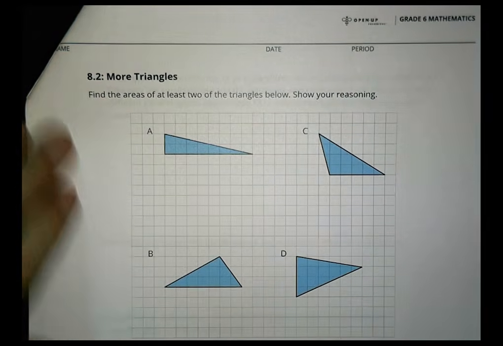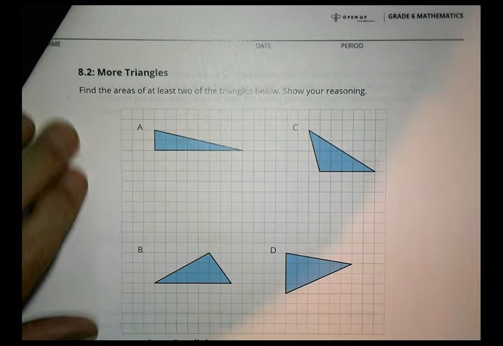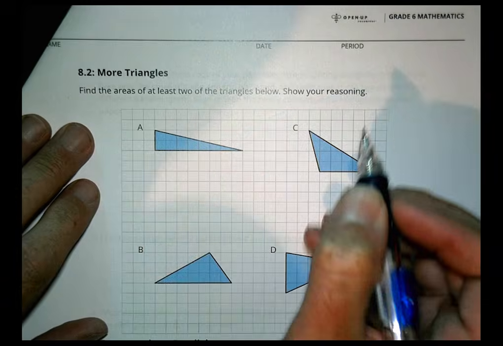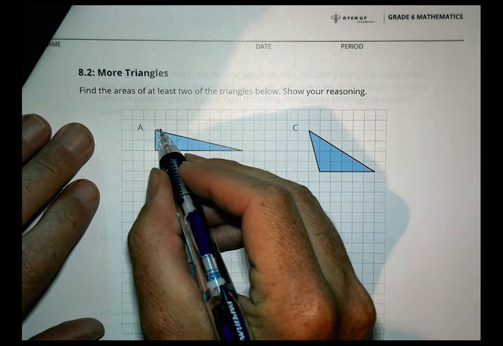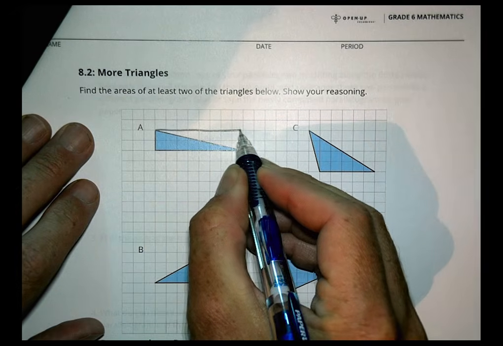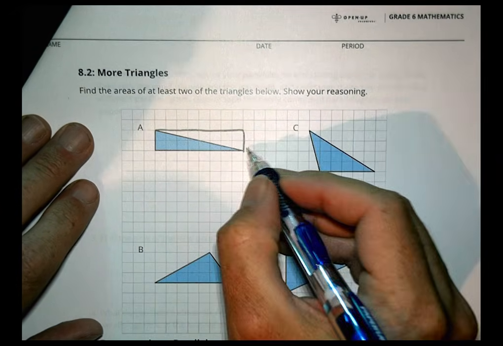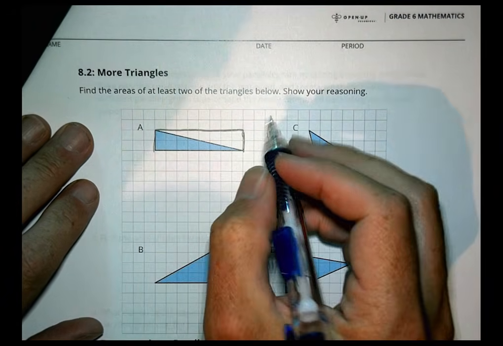Okay, looking at the second thing, more triangles. It says find the areas of at least 2 of the triangles below and show your reasoning. Okay, so we're going to take this triangle here and make a copy of it. So to make a copy, I'm going to go ahead and for this one, I can make it into a rectangle by doing it like so. It has the same height of 2 and 2 and this length there.